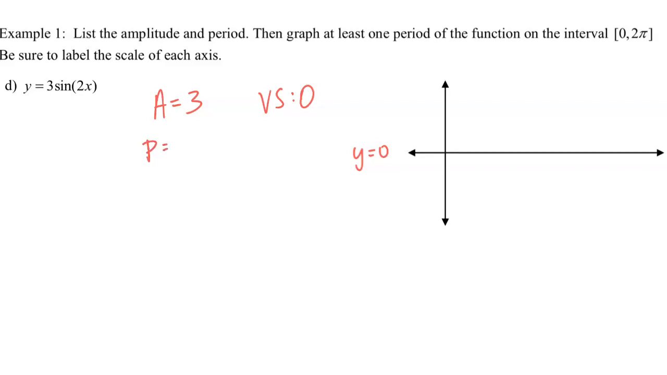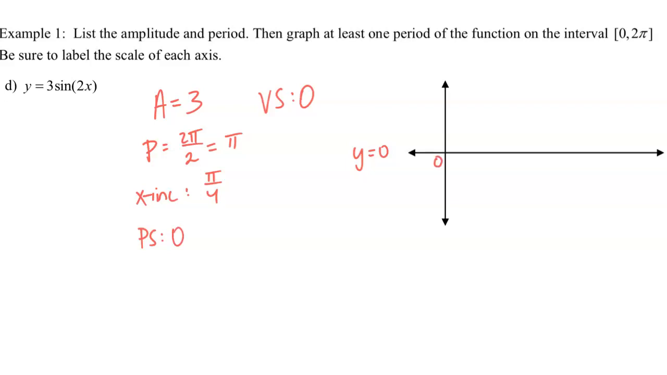The period is going to be 2 pi divided by b. So in this case, 2 pi divided by 2, which is that coefficient in front of x, and so that will reduce to pi. The reason that's helpful is so that I can find the x increment, which will be pi divided by 4, and then finally, we have a phase shift to look for, and notice that there is no plus or minus inside the parentheses here after the 2x, and so therefore the phase shift is 0, which means that the starting x value is 0.